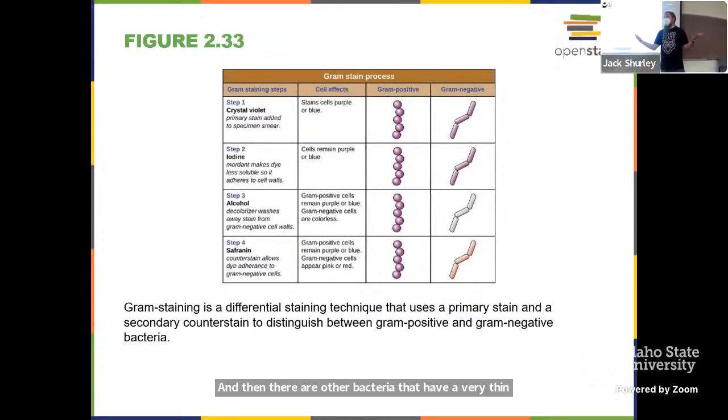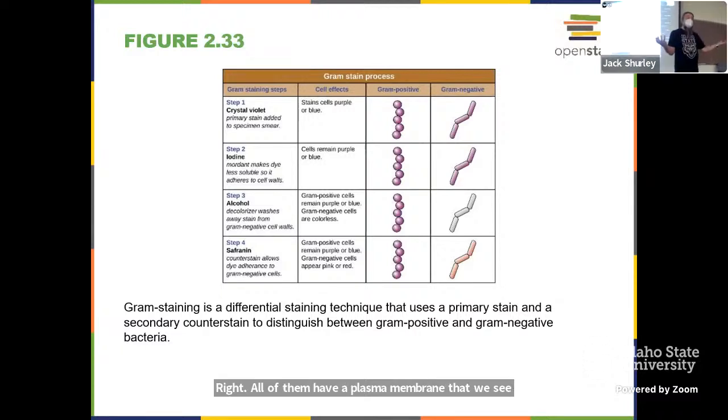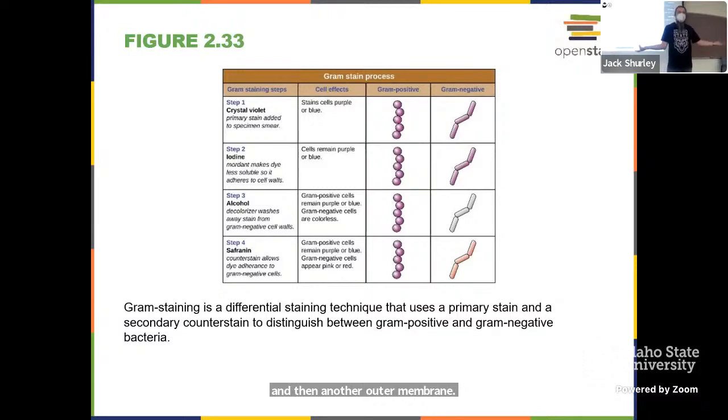They've got, all of them have a plasma membrane. We'll go through it here and show you the anatomy of a cell in the next chapter and give you some details, all right? All of them have a plasma membrane. Then we see cell wall material. If we're talking gram positive, super thick. If we're talking gram negative, very thin. And then another outer membrane, all right? We know this now, all right? But back in the day, we had no clue, all right?